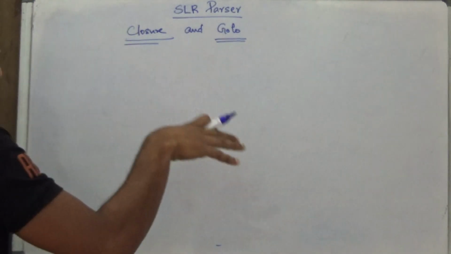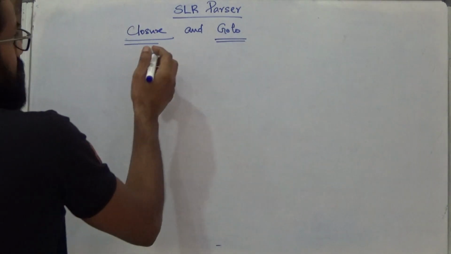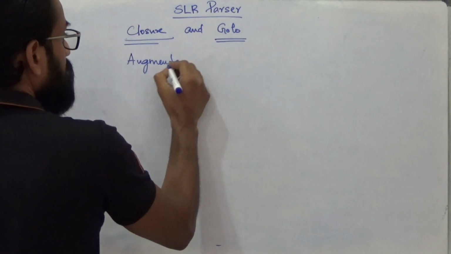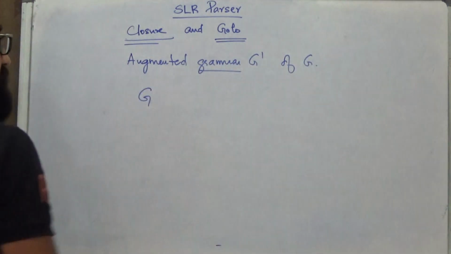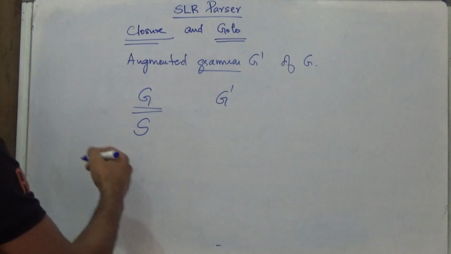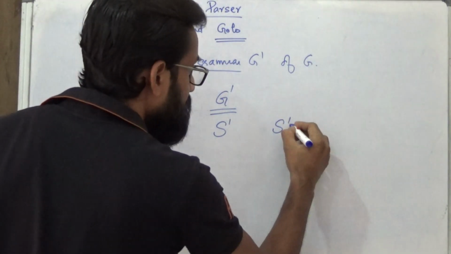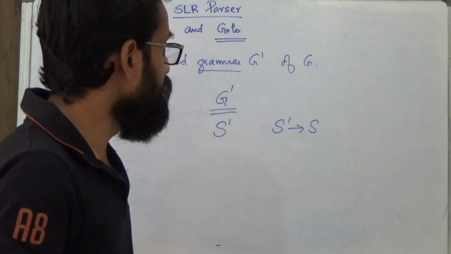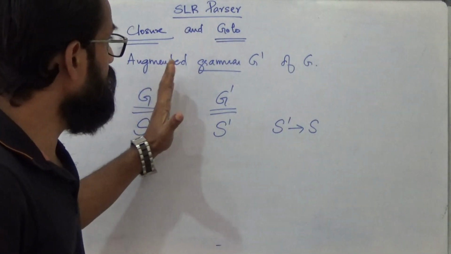And again, before constructing the collection of LR0 items, we have to determine the augmented grammar G dash of G. So initially you are given a grammar G, you have to rewrite the grammar or add one more production so that S be the start symbol in G. You have to add a new start symbol S dash in the augmented grammar G dash and add the production S dash giving S, where S is the start symbol in the given grammar G. You can easily convert a grammar G to its augmented grammar G dash.